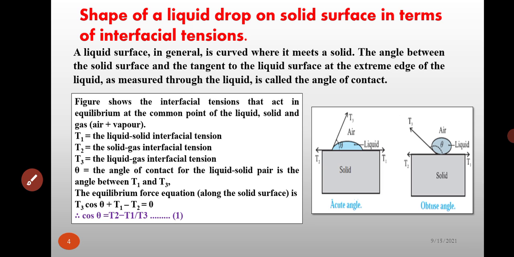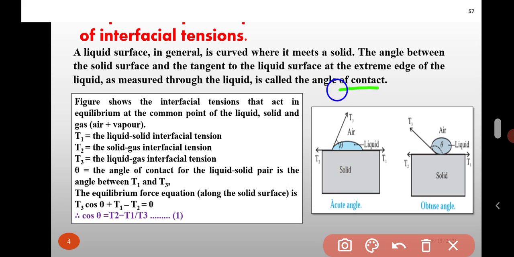Next topic, shape of a liquid drop on a solid surface in terms of interfacial tensions. A liquid surface in general is curved where it meets a solid. The angle between the solid surface and the tangent to the liquid surface at the extreme edge of the liquid, as measured through the liquid, is called the angle of contact.